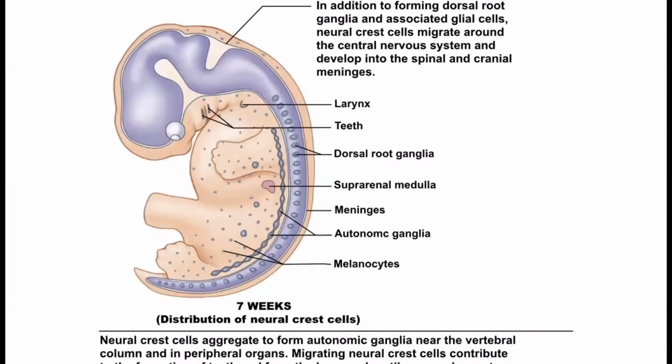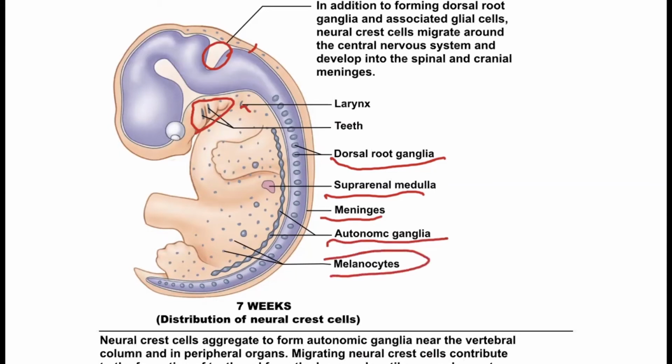And this is at 7 weeks. At 7 weeks, you can see developing of the dorsal roots. You start to see the development of the larynx. You see the teeth developing along with the mouth going to form. You have your dorsal root ganglia. You have the suprarenal medulla, which starts to develop above the kidneys, where the kidneys form. Your meninges form your 3 layers: pia mater, arachnoid mater, and dura mater. The autonomic ganglia are developed, and melanocytes for pigmentation. That's all at 7 weeks. A lot of this comes together, and it's very hard to isolate everything. A lot of things are developing at the same time.